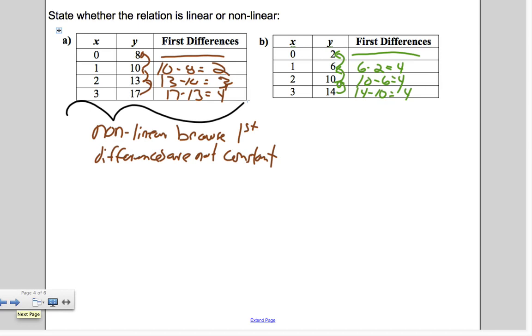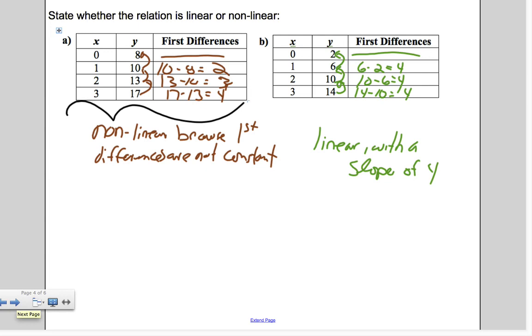So based on this table, is this linear or non-linear? Linear. So therefore it's linear. What's the slope? 4. Okay. Any questions on that?